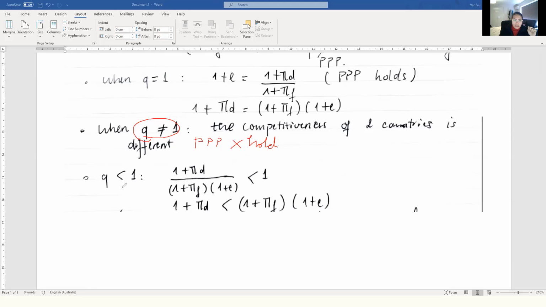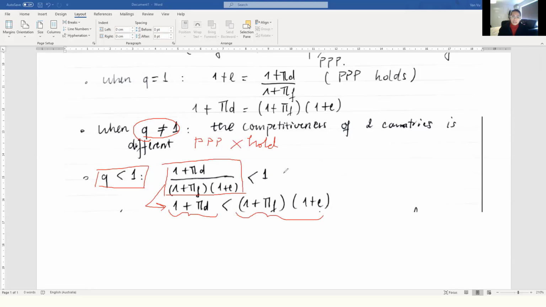Okay. So for example, if Q is less than 1, this is Q, right? So this is my Q. If this is less than 1, then if I rearrange the equation, I will find that 1 plus pi D is less than 1 plus pi F times 1 plus E. Okay.